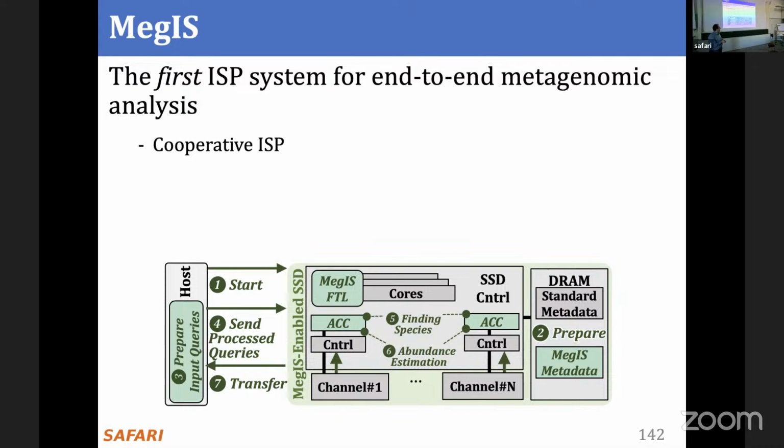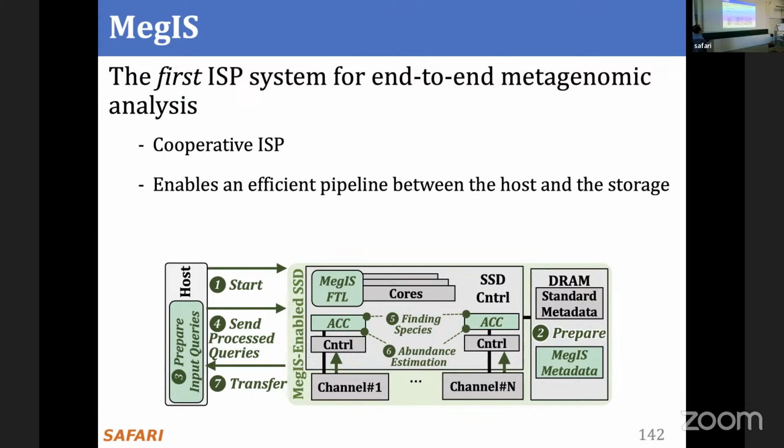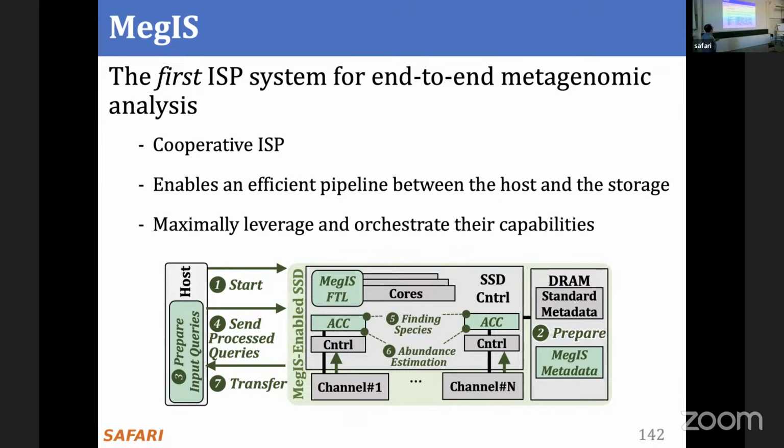You use this paradigm of in-storage processing to design a system in which you do some part of your computation inside the storage and some part in the host system, and you pipeline them well, such that you don't waste any cycle in the computation. So it's a cooperative ISP, and it enables an efficient pipeline between the host and the storage, and it maximally leverages and orchestrates their capability.